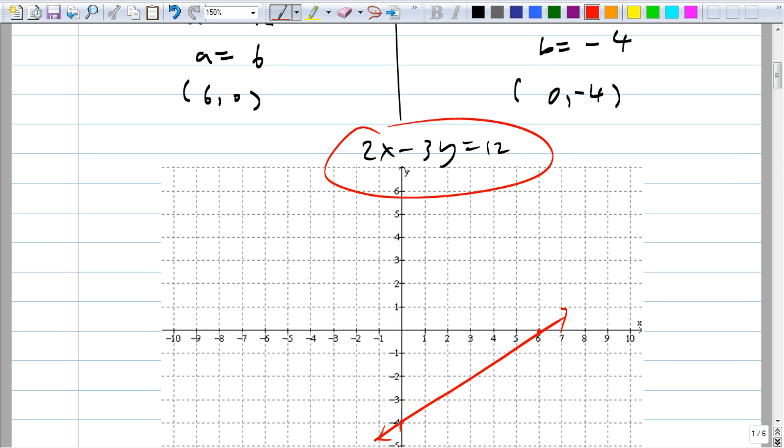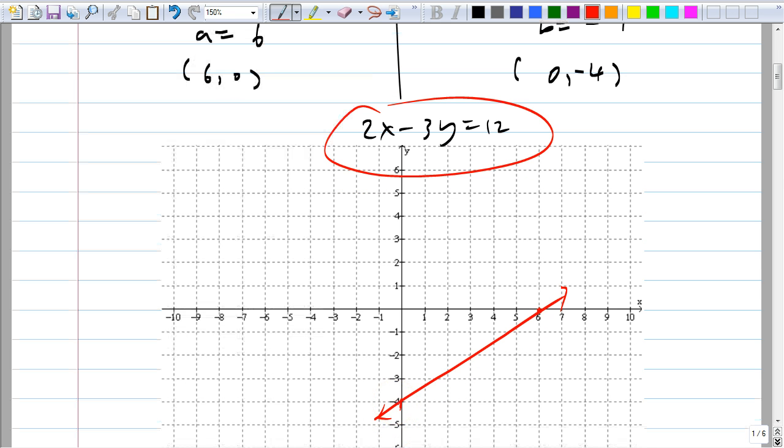Any questions? Now, what does this line represent, by the way, in terms of this equation, 2x minus 3y equals 12? What is this line made up of? Points. Yeah, infinitely many points, right? That are right next to each other like this. Now, what does it represent? I want you to discuss with your group. This is important. What does this line represent, guys?